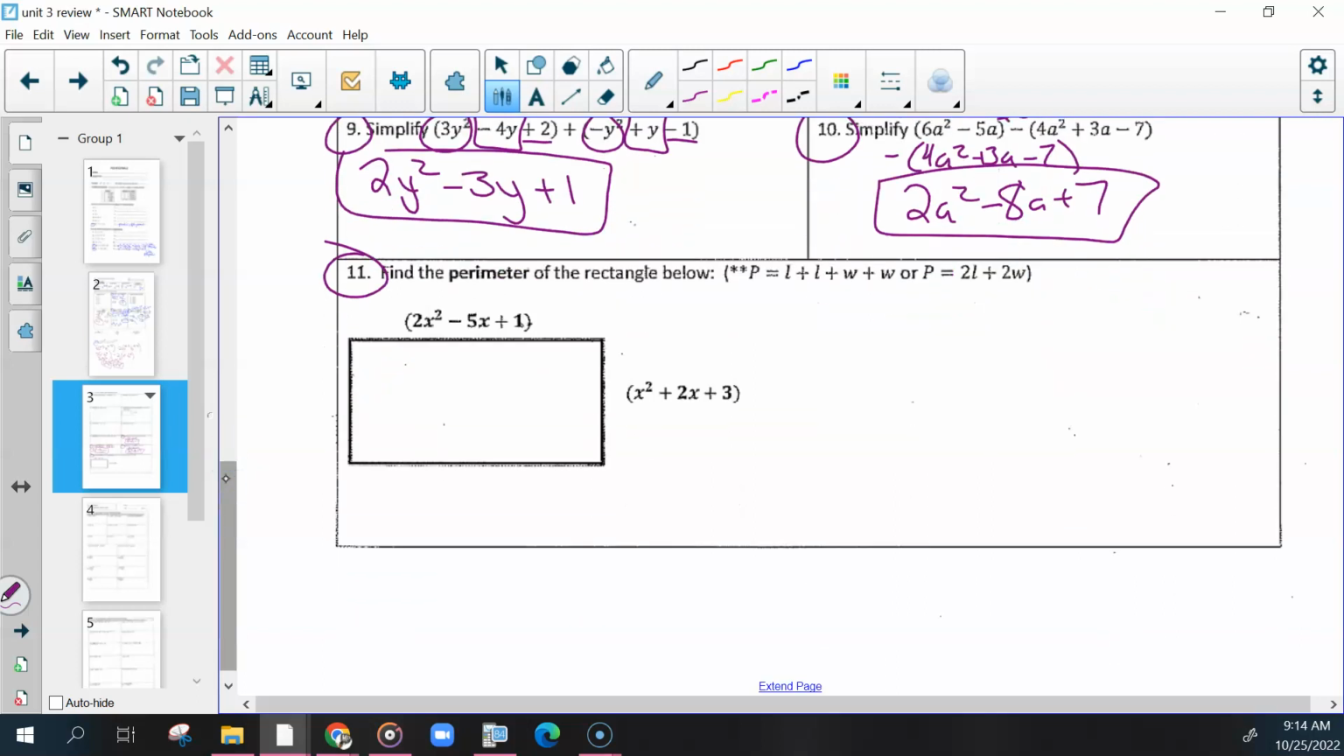Right, for perimeter, we know we're adding up all the sides or multiplying 2 times the length and adding 2 times the width. So you could do one of two things. Add these up and then add them up again. Or multiply this by 2, and then add those up. How you do that does not matter. It just has to get done one way or the other. So I'm going to multiply this by 2 and multiply this by 2.